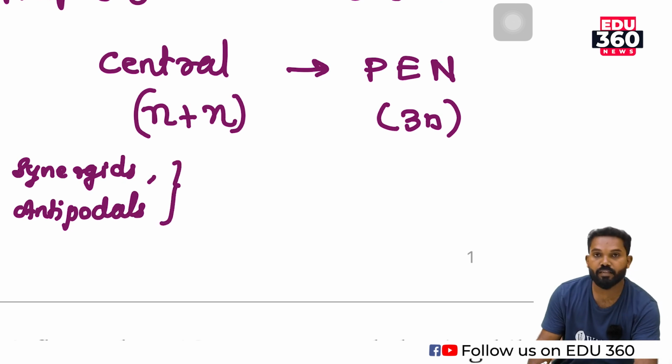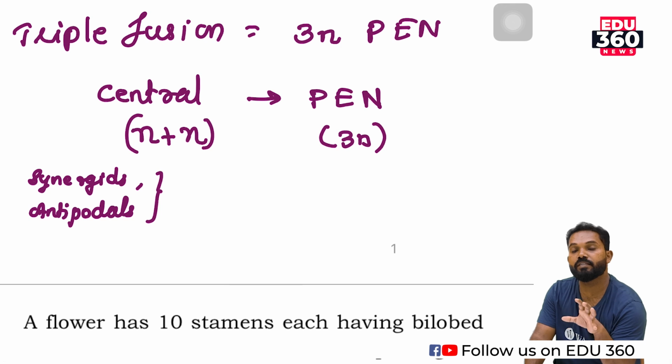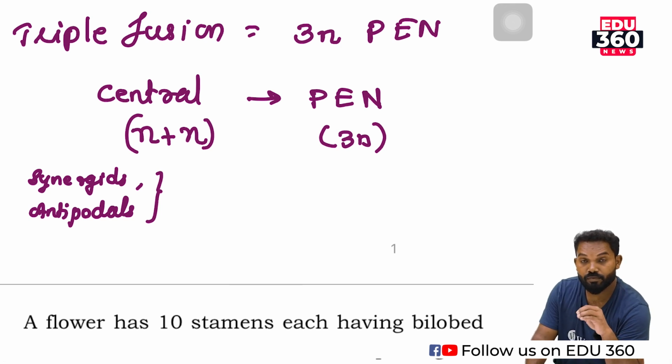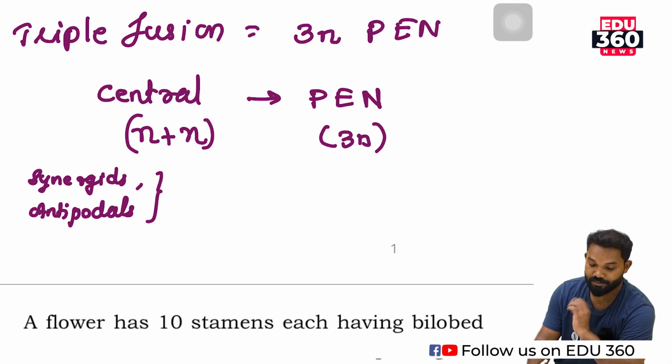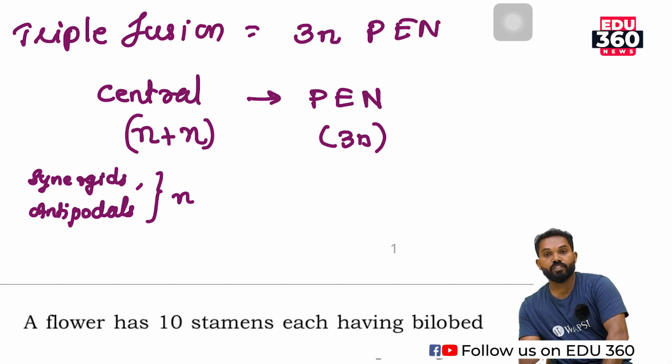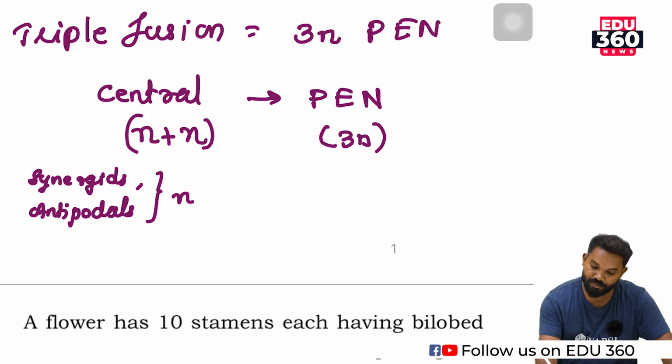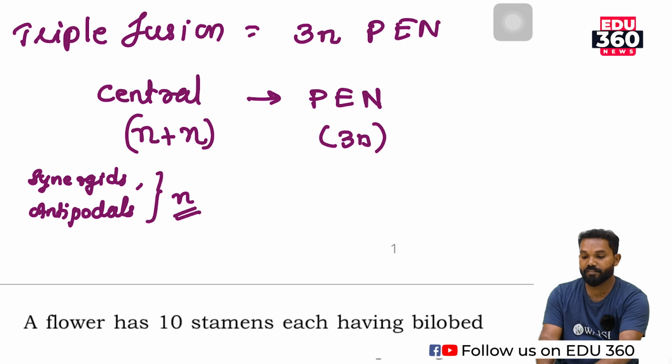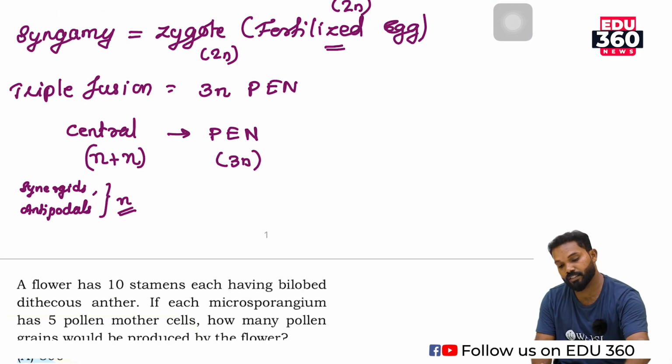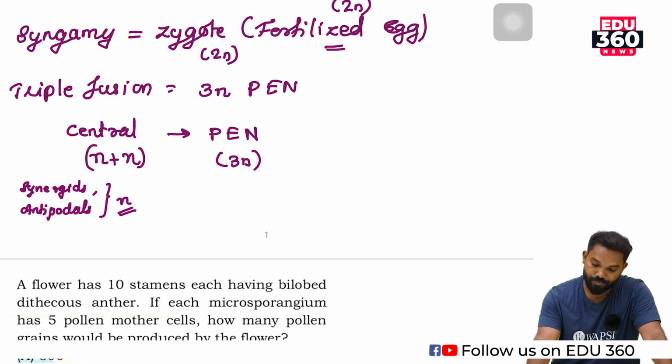These cells are not involved in the fertilization process, but they help the fertilization process. After the double fertilization, these synergids and antipodal cells degenerate. Their ploidy never changed from haploid to diploid or triploid in nature. Synergids and antipodals remain haploid and after that they degenerate.